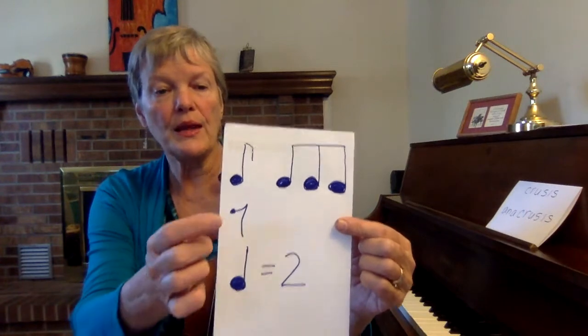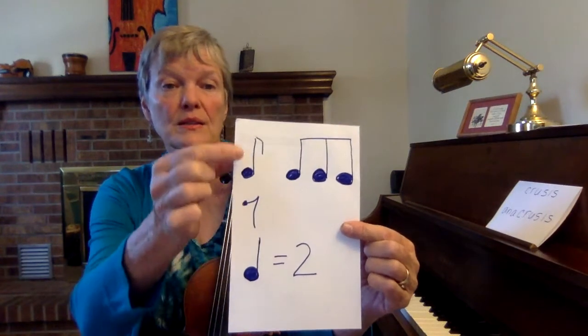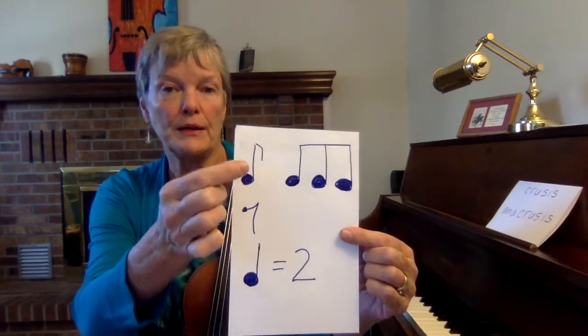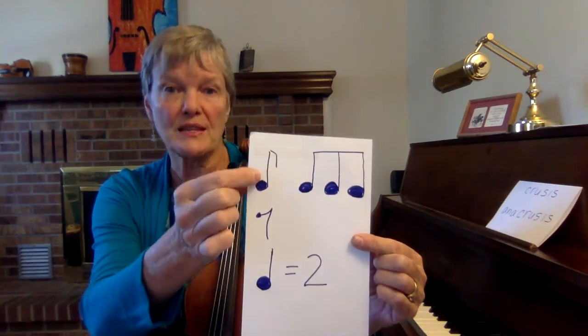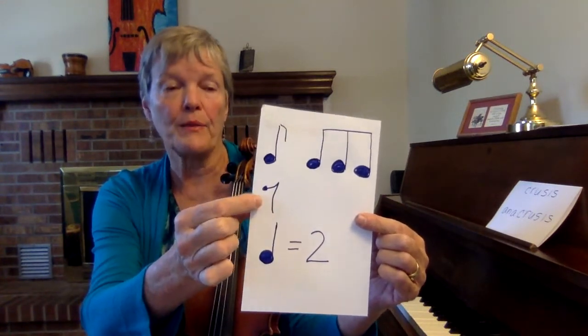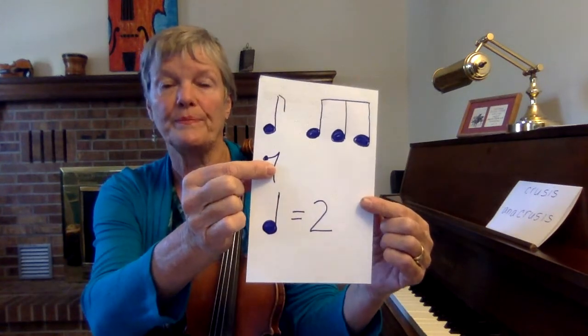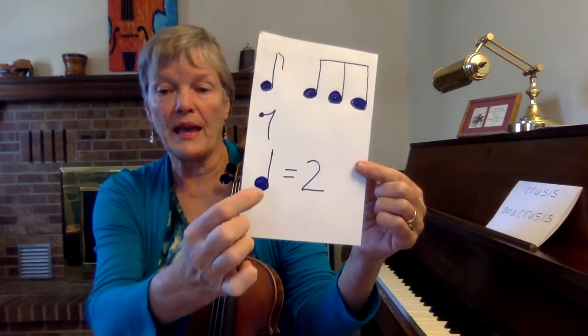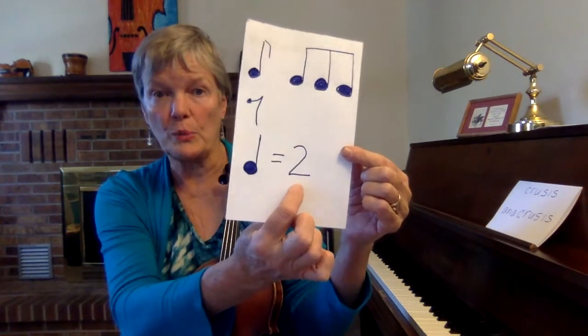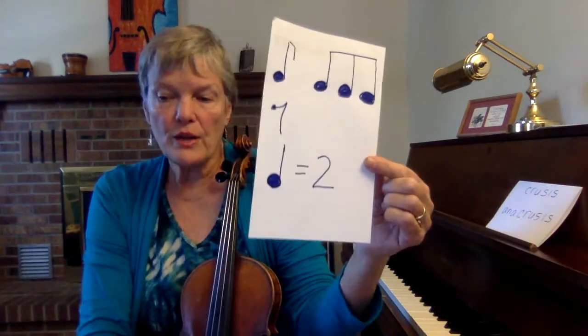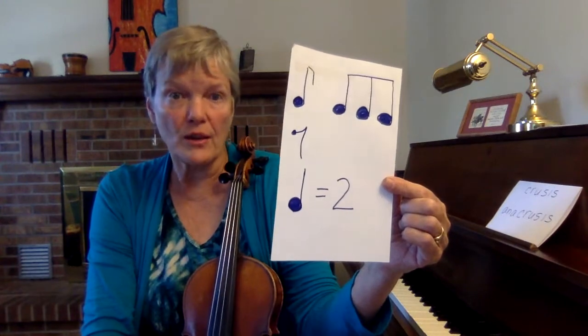And then here is an eighth rest. In 4/4 time, this gets half a count. This gets half a count. But in 6/8 time, this gets 1 beat. This gets 1 beat. In 6/8 time, a quarter note gets 2 beats. And that's all you have to know for Fagin's Holiday, for the note values.